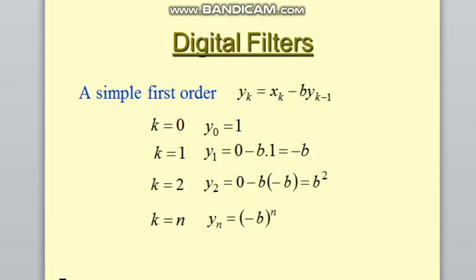So in digital filters, a simple first order is y(k) is equal to x(k) minus b y(k minus 1). If k is equal to 0, then y0 is equal to 1. If k is equal to 1, then y1 is equal to 0 minus b into 1, that is minus b. That means just put the value in there. If k is equal to 2, you get y2 is equal to 0 minus b into minus b, that is b square, and so on. You get the digital filter like that. If k is equal to n, then yn is equal to minus b to the power n.